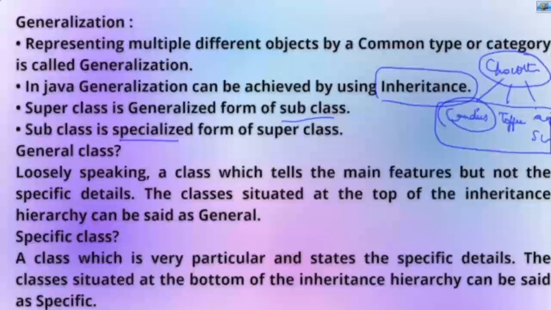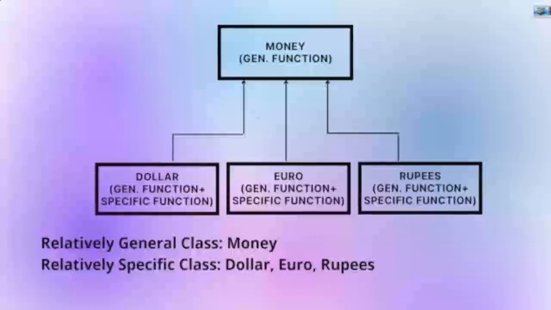Now let us see an example of this. Here you have money, so this is a general function. For all the countries you will be having some money. Now if you are going to go to the US, then you are going to call it a dollar. If you are going to go to Europe, you are going to call it euros. And if you are going to come to India, the currency is called a rupee. But collectively they are all called money, right?